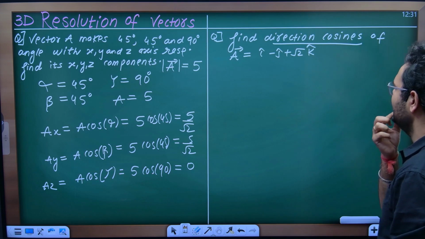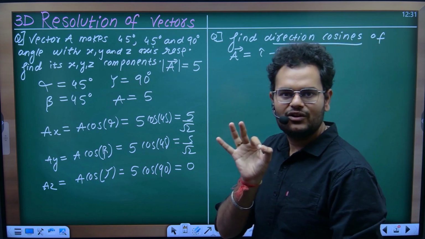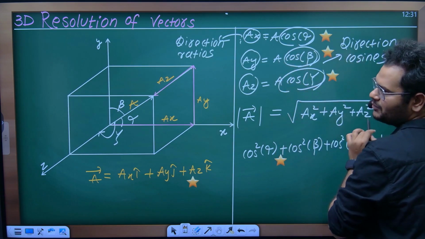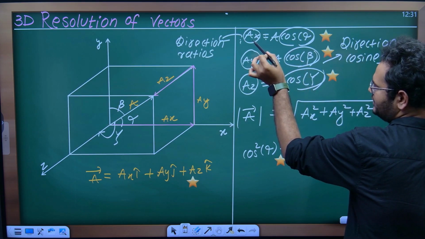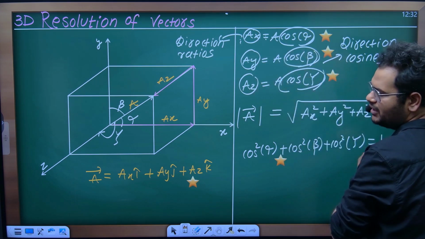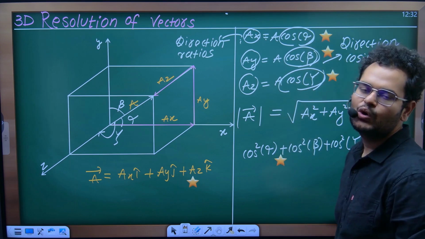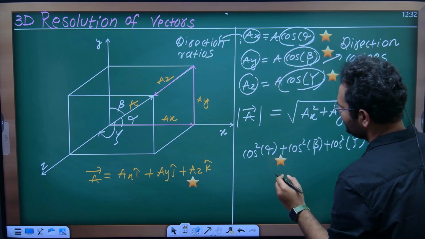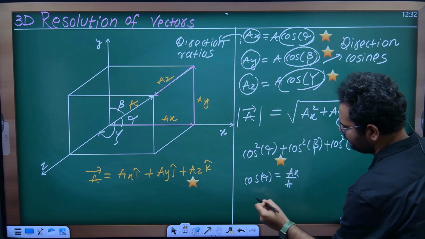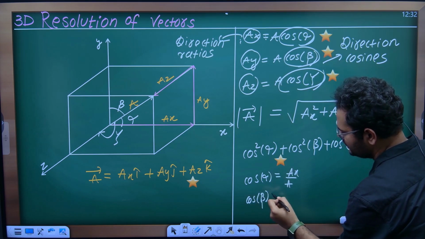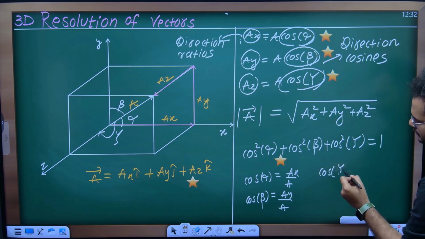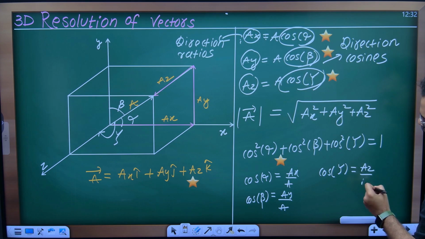Now, focus here. Direction cosines, that means cos alpha, cos beta, cos gamma are asked. Okay. Now, can you tell me from here what cos alpha, cos beta, cos gamma are? Simply, if I divide Ax by A, I will get cos alpha. If I divide Ay by A, I will get cos beta. And if I divide Az by A, I will get cos gamma. Separately, if you want to write, you can also write cos alpha is equal to Ax upon A, cos beta is equal to Ay upon A, and cos gamma is equal to Az upon A. Simple.